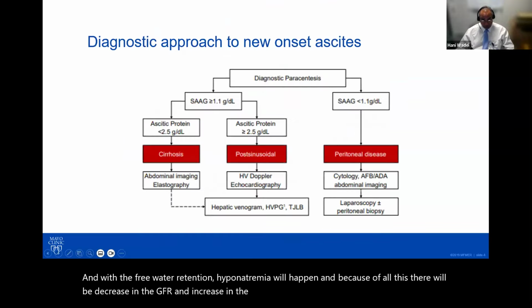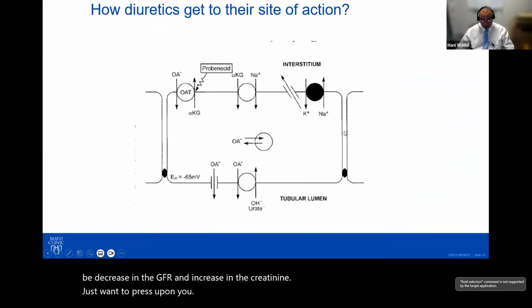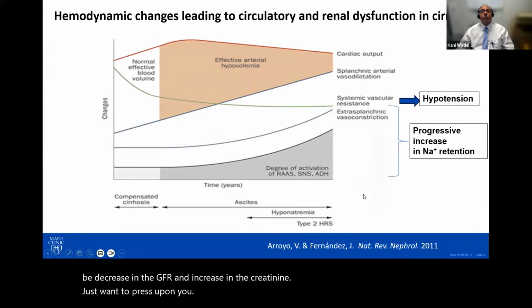Just want to impress upon you that this does not happen overnight.